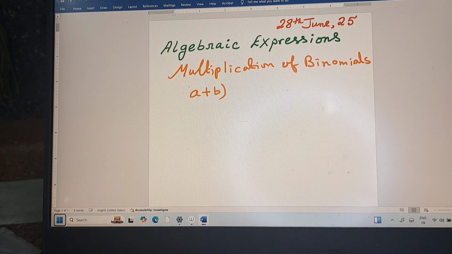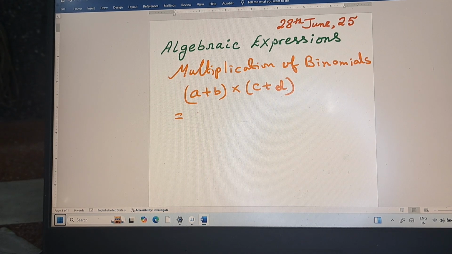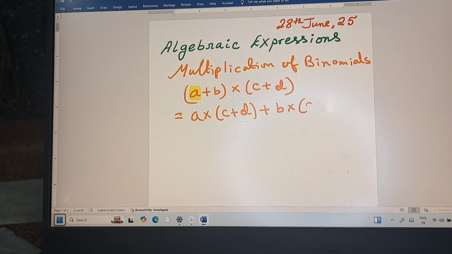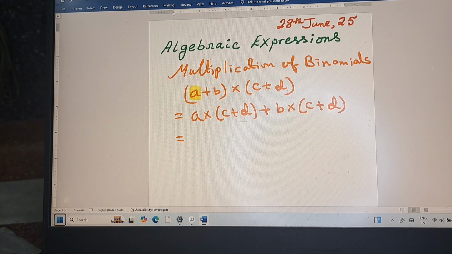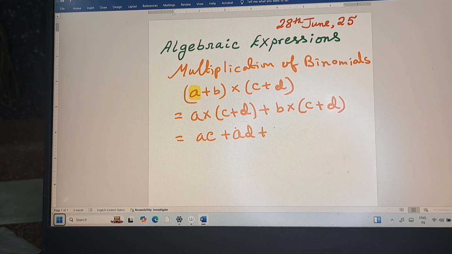So (a plus b) in bracket multiply by (c plus d). So students, over here let us focus on the first monomial, which we are going to multiply by a into (c plus d) plus b into (c plus d). So what we have used over here is the distributive property of multiplication over addition. So what will be the answer over here? a into c will be ac, plus a into d will be ad, plus b into c will be bc, plus b into d will be bd.